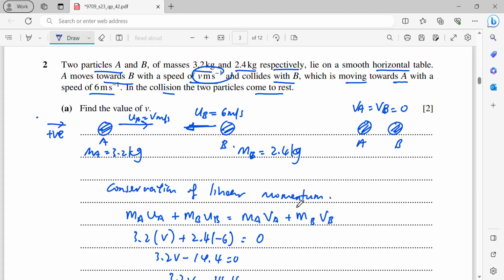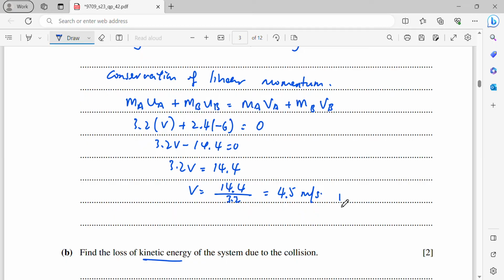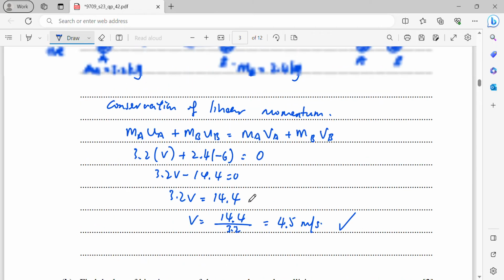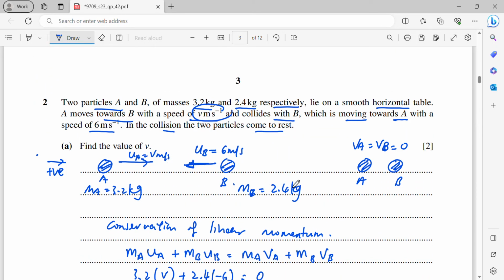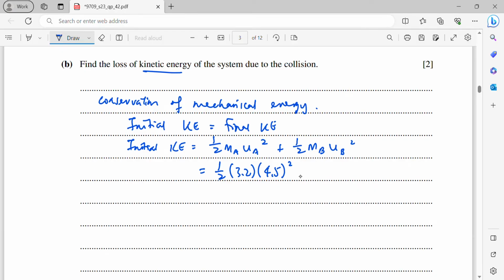Okay, it's given here. You have found that v is 4.5, the v is the ua. Then now plus half mb, the mb is 2.4, then the ub is minus 6, then you square it. Now the first one will be 32.4 and the second value will be 43.2. So at last I will be getting 75.6 joule.